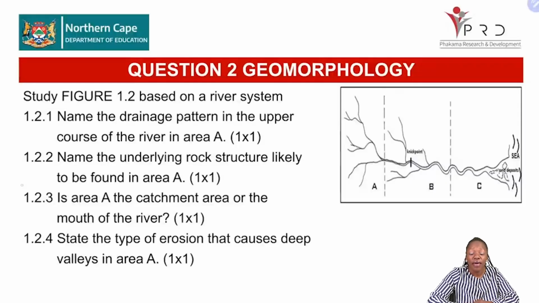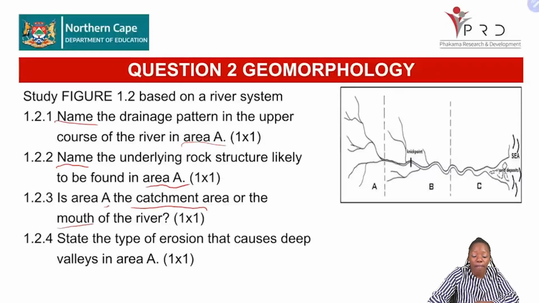Secondly, you name the underlying rock structure likely to be found in area A. What is the underlying rock structure there? Then your 1.2.3, is area A a catchment area or a mouth of a river? Then 1.2.4, you state the type of erosion that causes deep valleys in area A.